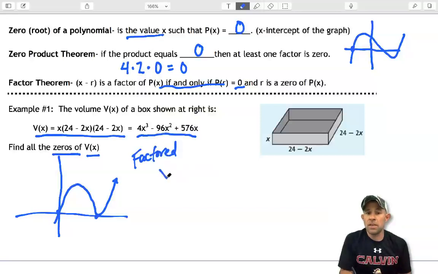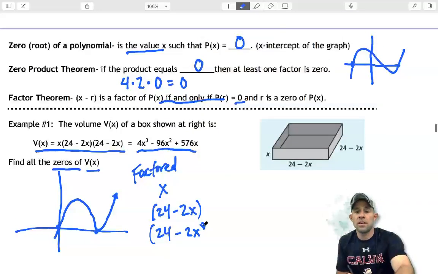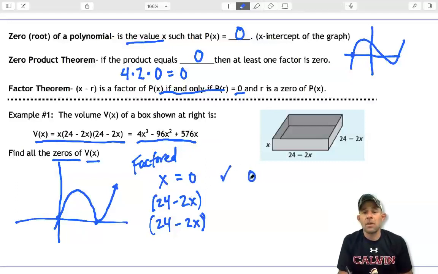And what we do is we take each one of those individual factors, x, and then 24 minus 2x, and the other one, which is 24 minus 2x. And we are going to take each one of those factors and set it equal to 0 and solve. So if I take x and set it equal to 0 and solve, well, I've got x by itself already. So what that means is that 0 is a root or a zero of the polynomial.